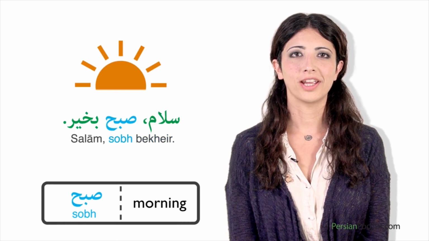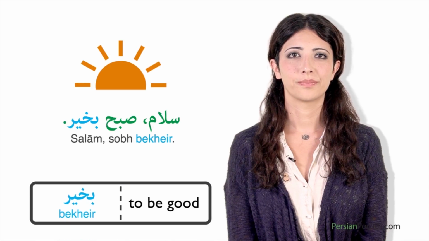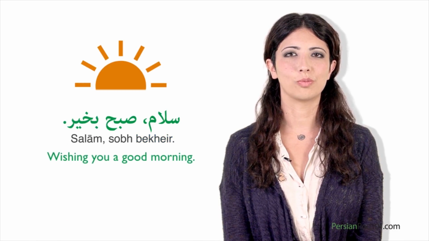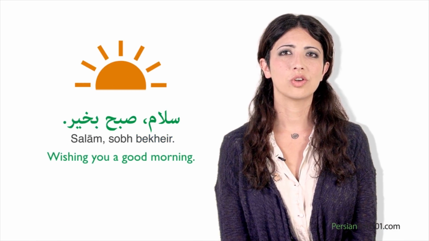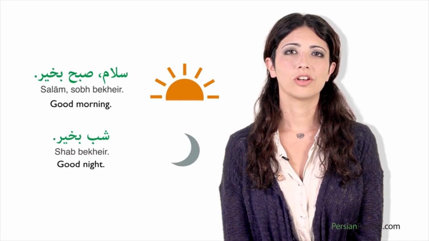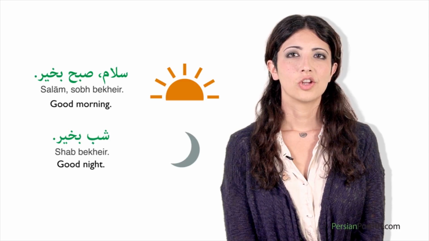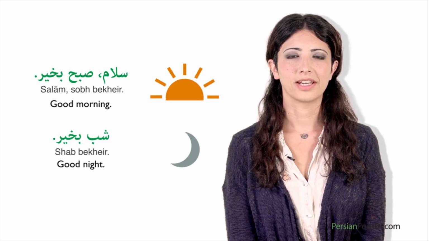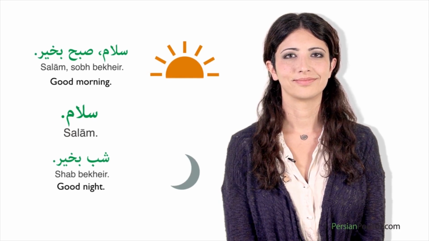Literally, salam means hello. We use other phrases too, but we always add salam at the start of a greeting. In the morning, we say salam, sob bekhair. Sob is Persian for morning, and bekhair means to be good, so it really means wishing you a good morning. In Persian, we don't say good afternoon or good evening very much. Good morning and good night are used more often. During the rest of the day, the most common greeting is just salam.